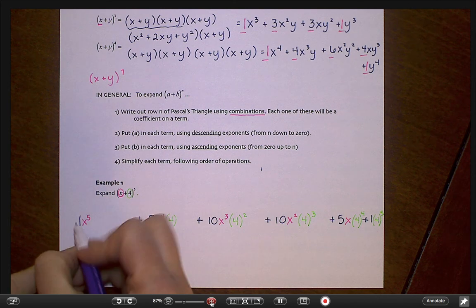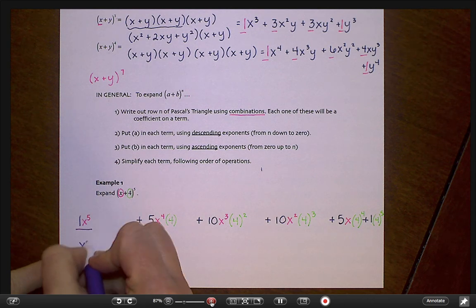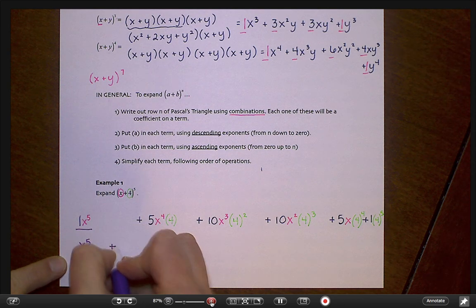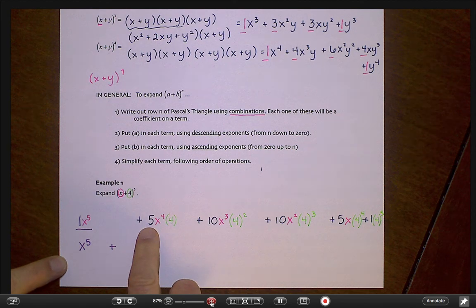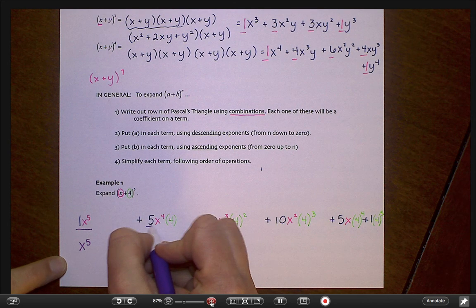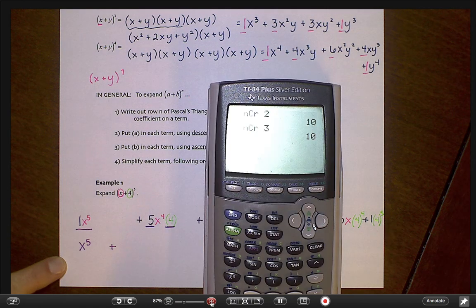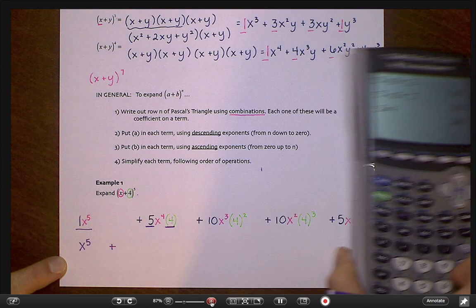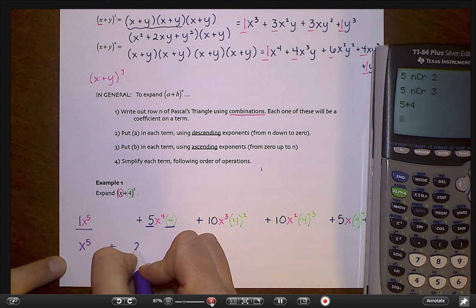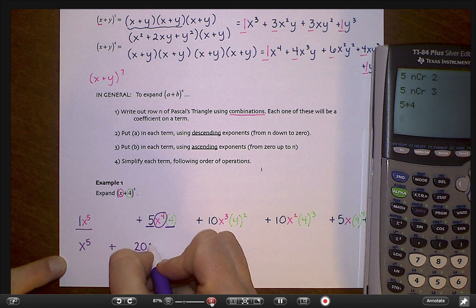Now this first one, that's pretty straightforward, right? That's just going to stay x to the 5th. For this next term, I'm going to demonstrate doing this in my calculator, even though I don't think you would need to. Really, the math that I'm doing is 5 times 4. So I'm going to do 5 times 4 in my calculator and get 20. Again, hopefully you wouldn't actually need a calculator there. So that's going to be 20. And then I still have this x to the 4th sitting here.